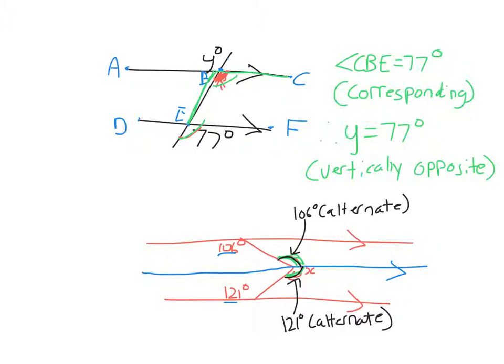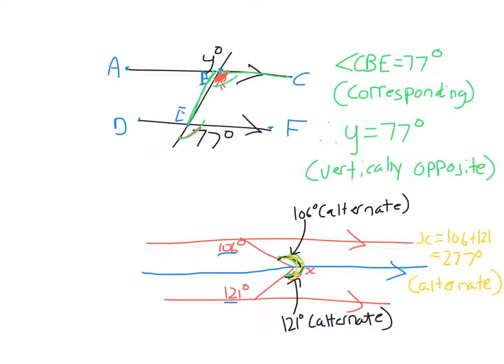Now that I have this extra parallel line, x was this whole angle here. x is equal to 106 plus 121, which is 227 degrees. The whole reason being alternate angles. So that was a slightly harder one because we had to construct our own line.